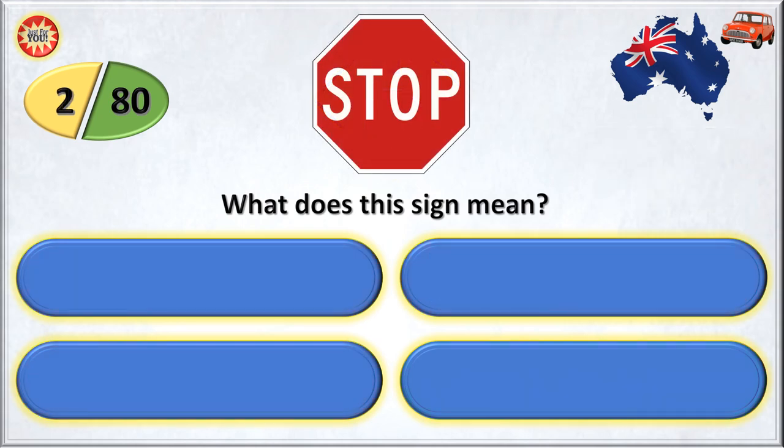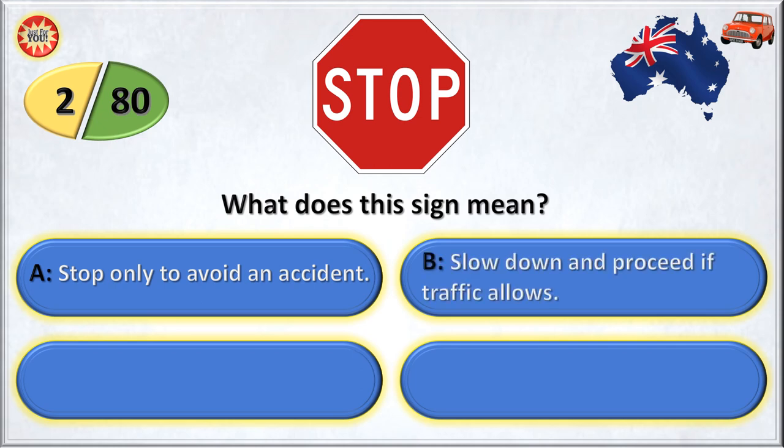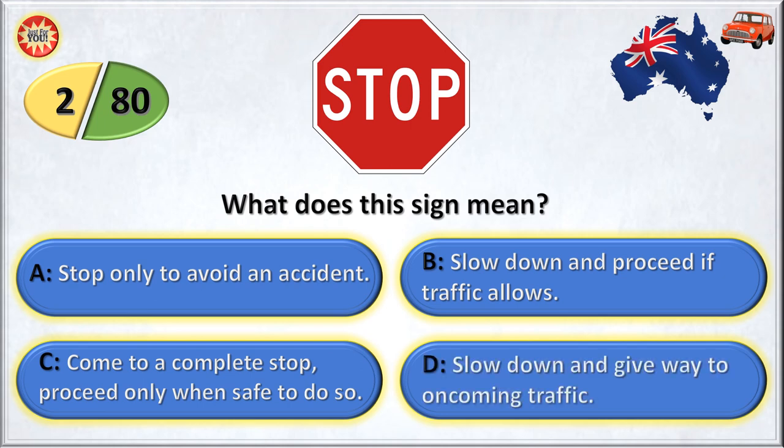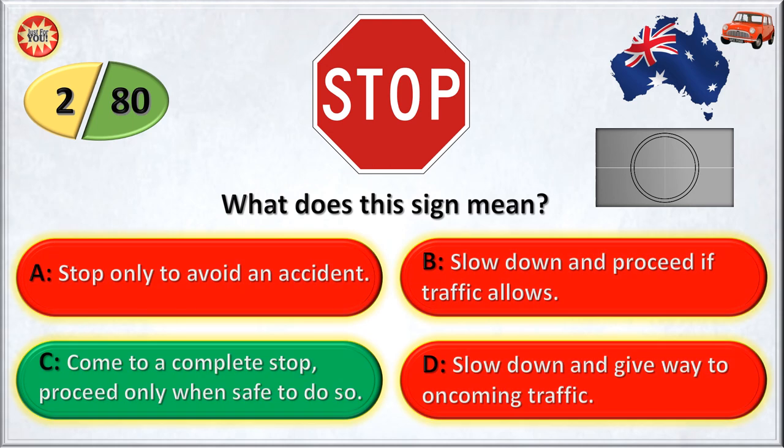What does this sign mean? Stop only to avoid an accident. Slow down and proceed if traffic allows. Come to a complete stop, proceed only when safe to do so. Slow down and give way to oncoming traffic. Come to a complete stop, proceed only when safe to do so.